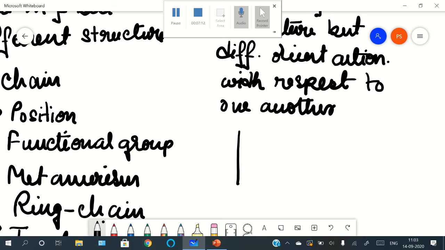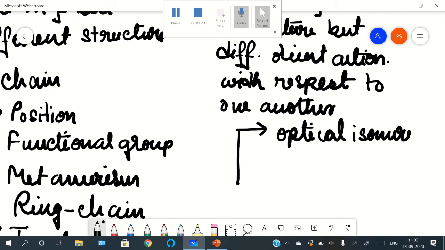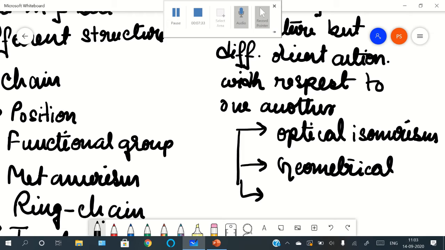Stereoisomerism also has a few categories. The first one is optical isomerism. Second one is geometrical isomerism. Last one is conformational isomerism.